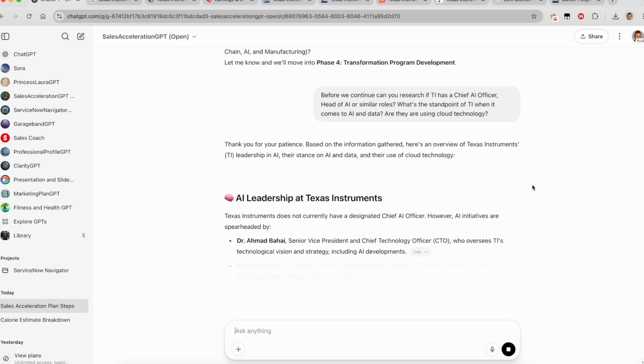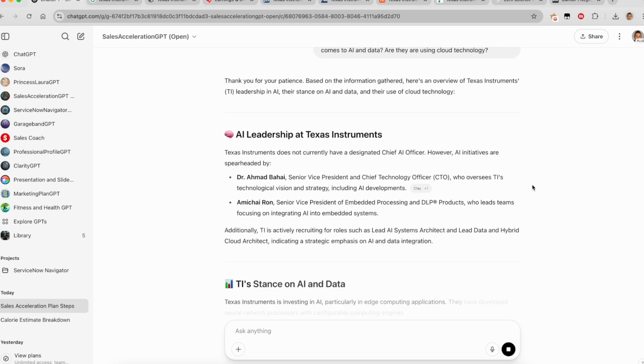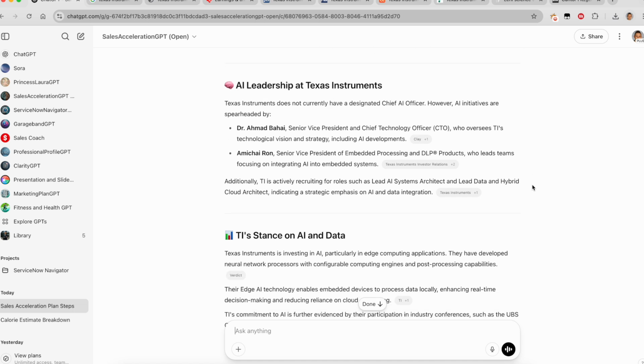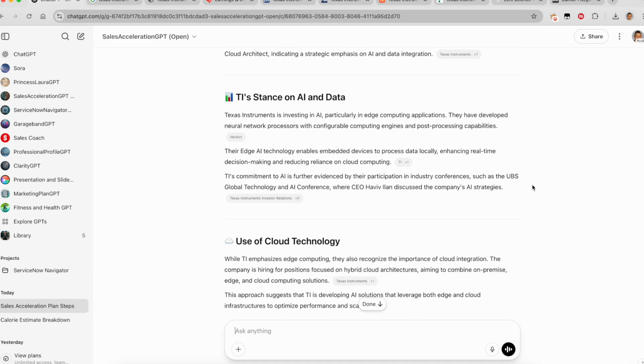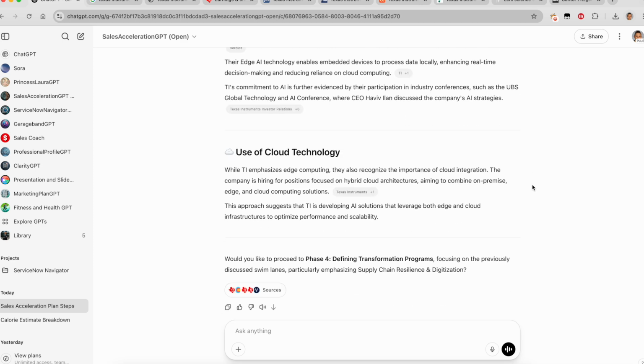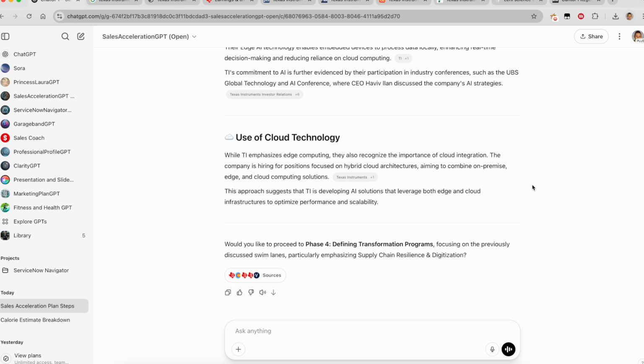Oh, they don't have a chief AI officer. Okay, interesting. But they throw out a few names, which is interesting. CTO, better processing DLP products, interesting. Yeah, of course, they do edge AI because that's what you need today. What I do find interesting is that they're hiring for these hybrid cloud architecture positions. At least this is what ChatGPT is finding here. It's pretty cool. I don't think that these characters we found might serve the purpose.